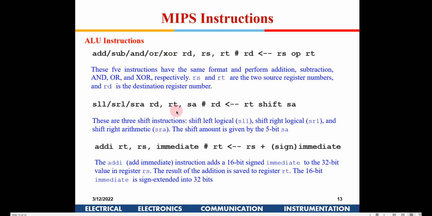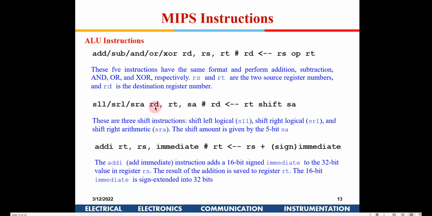So the maximum shift you can do towards left or right is 32, right? If it is 32, then I require 5 bits here, because 2 to the power of 5 gives me 32. So that is the reason SA is a 5-bit data. Is it understood why it is a 5-bit data?